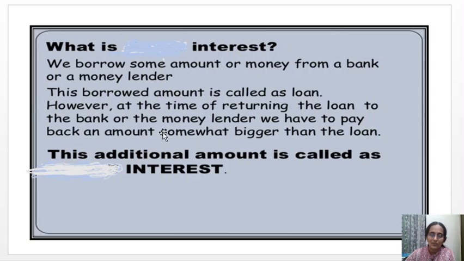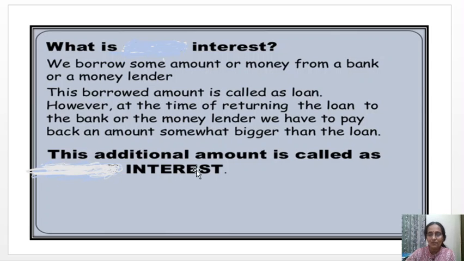So what shall we conclude about interest? You can borrow money from the money lender or from the bank. The rate of interest will be different, that's all. The additional amount you have to give back to the money lender or the bank, that extra amount is called interest. Similarly, when you are depositing money in a bank, the bank gives you an extra amount. That extra amount is called interest.